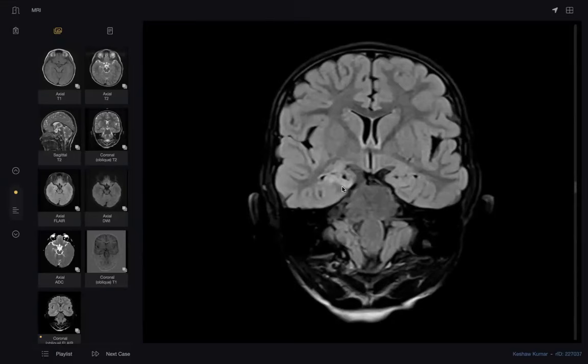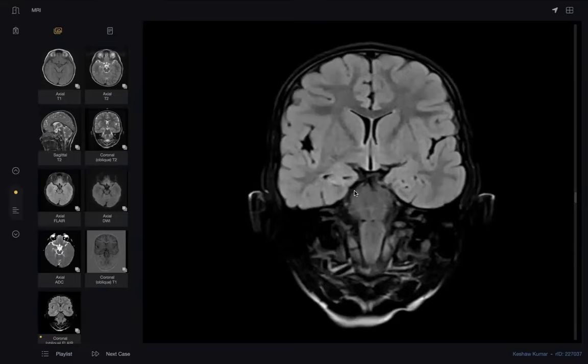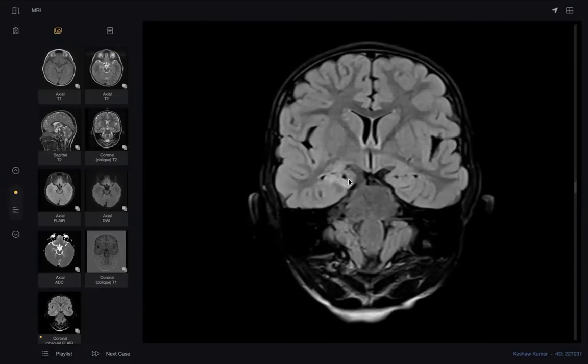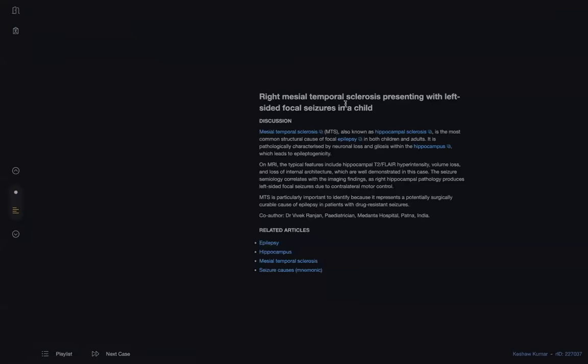Compare right to left. This is a very obvious case, by the way. Look here. The height here is normal. This one is abnormal. Number three, if you look here, the surface is undulated. Here the surface looks smooth. Three criteria: signal, surface, volume or size. So our diagnosis is right mesial temporal sclerosis.